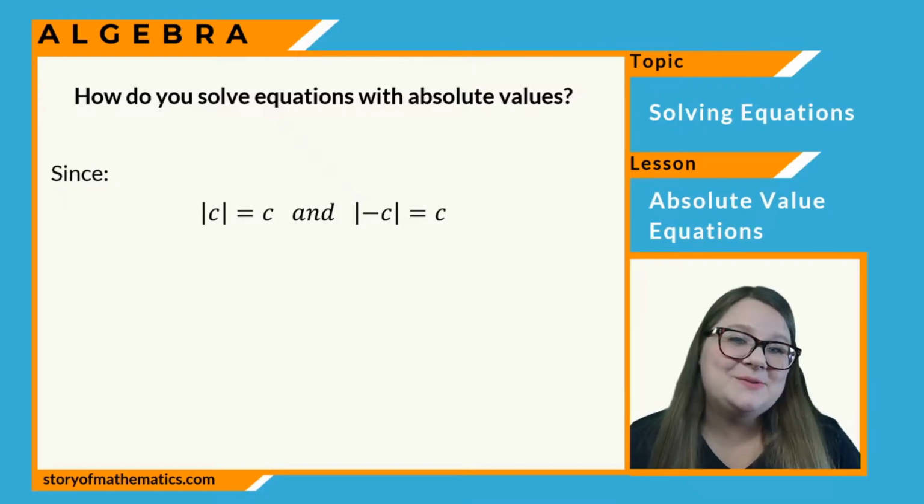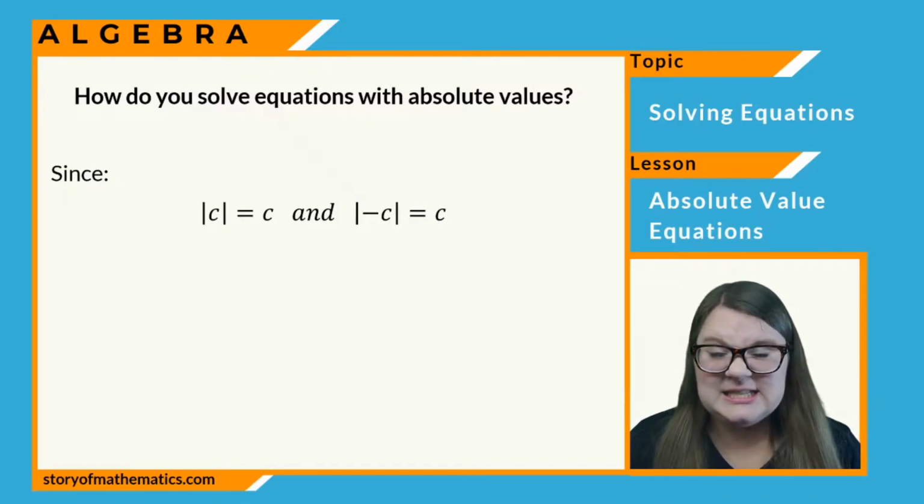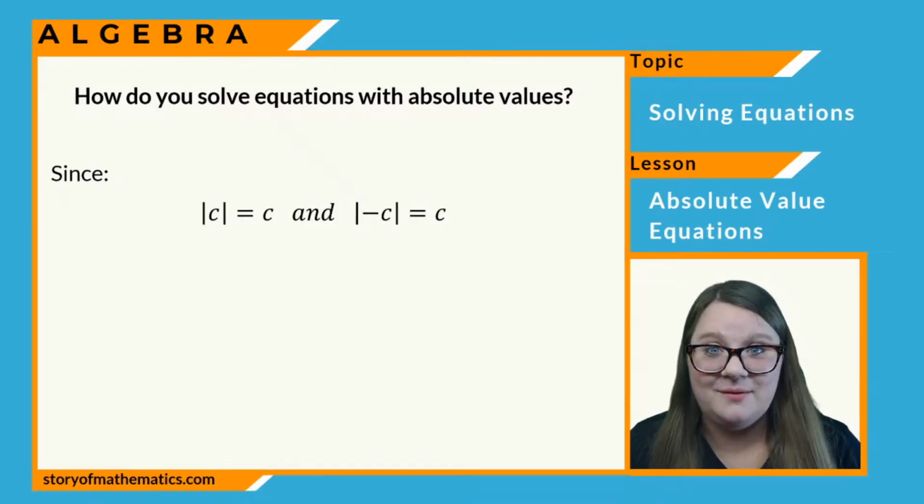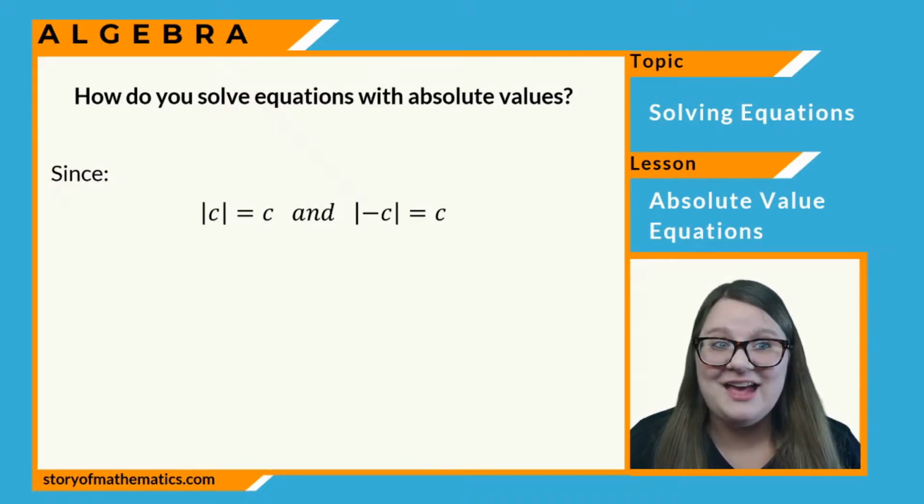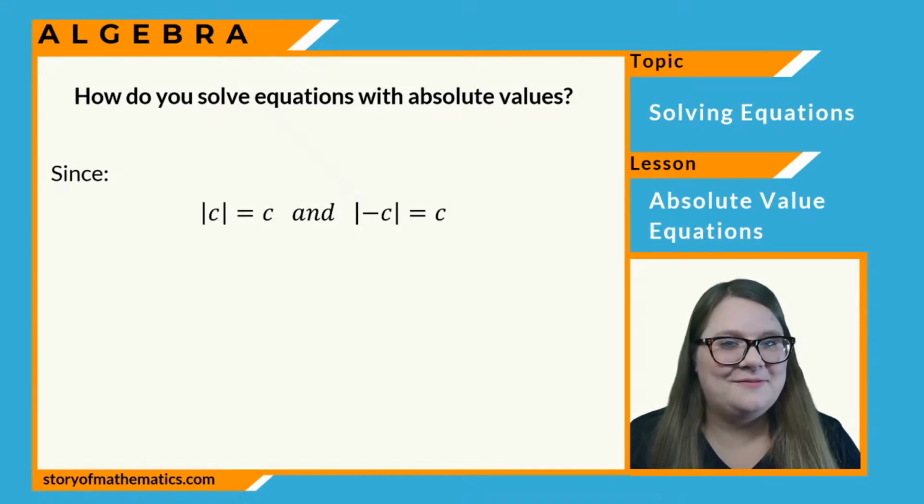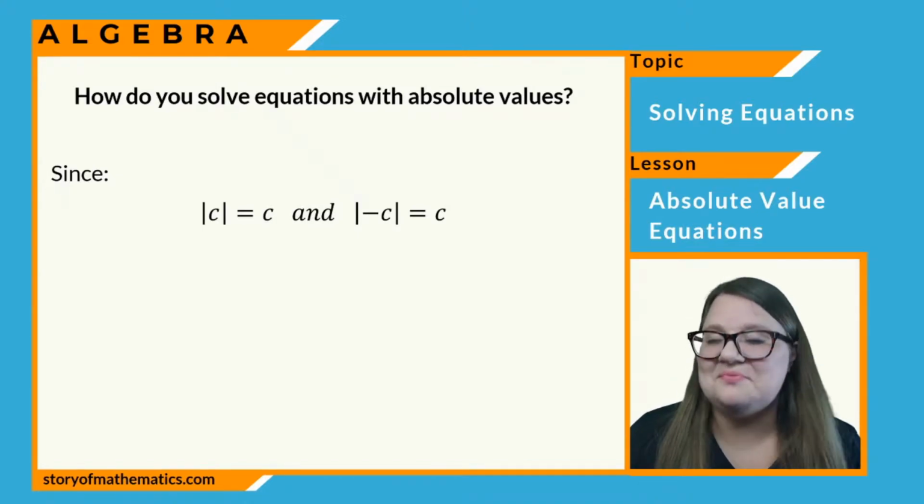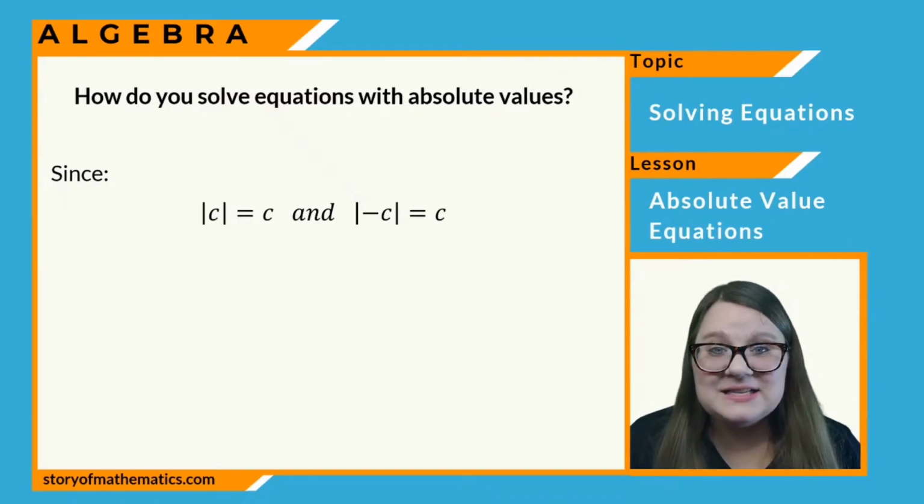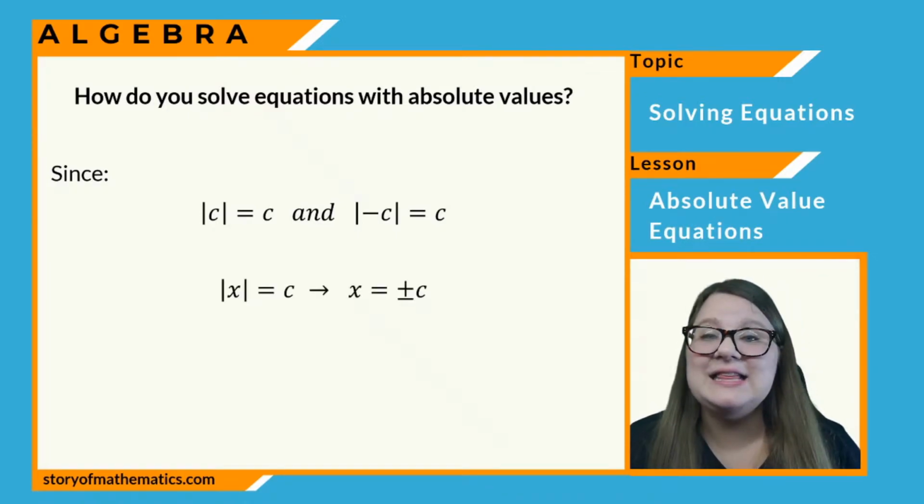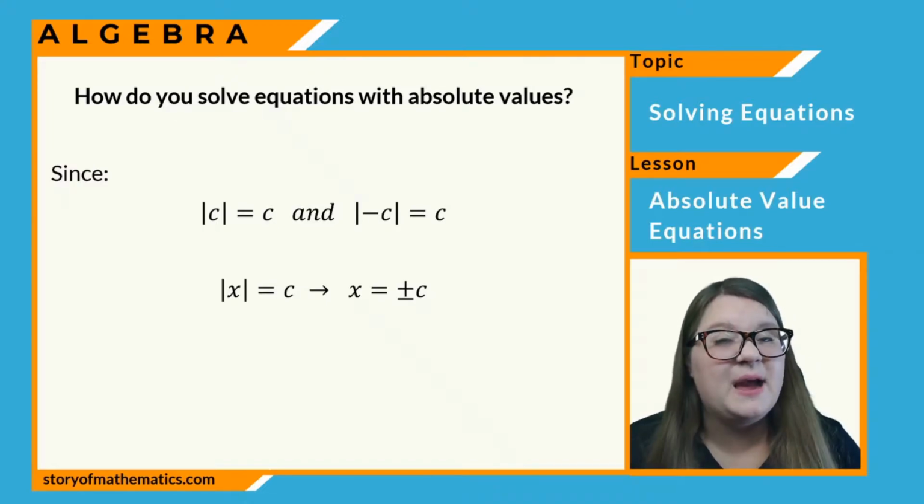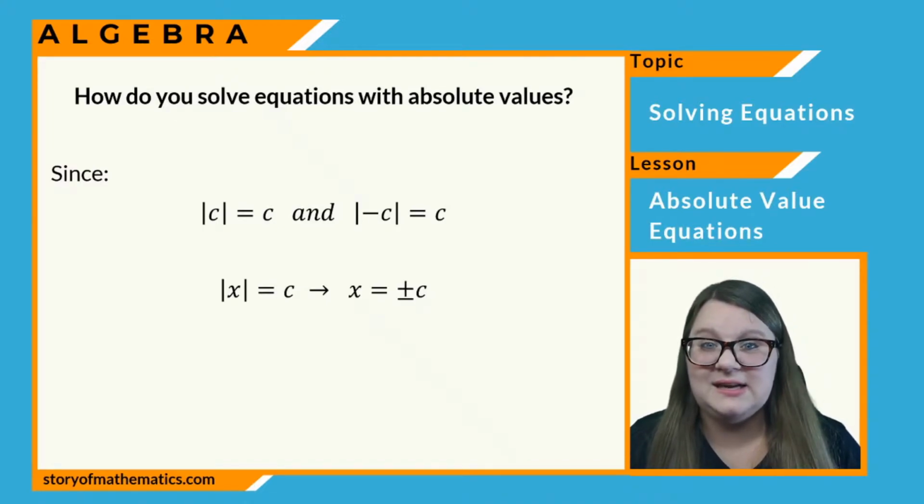That's because the absolute value is really the distance a number is from 0. So 5 and negative 5, for example, are both 5 away from 0. So the absolute value of 5 is 5, and the absolute value of negative 5 is also 5. Now, because of this, we can say that the absolute value of x equals c really means that x could be either positive or negative c.